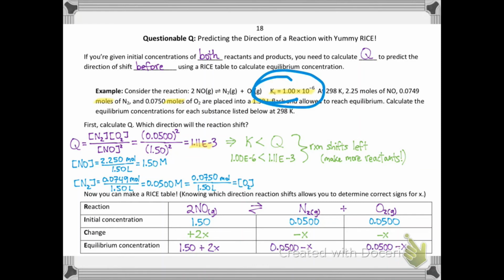All right, we've filled in our beautiful RICE table. But you may be wondering, wait a second, I don't know what X is. How am I supposed to figure out what these equilibrium concentrations actually are? Well, you may not have X, but you have the equilibrium constant. So we can just set up the equilibrium constant expression and then do some tasty algebra and solve for X.